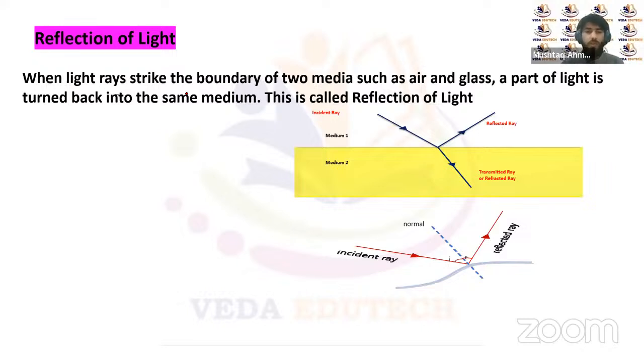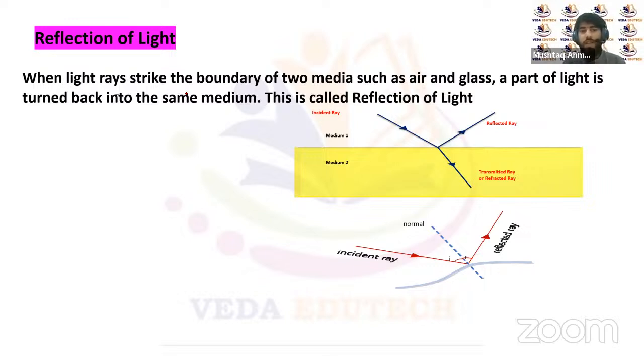Now let's talk about the reflection of light. Reflection of light is the striking back or bouncing back of light. When an incident ray of light strikes a given object, it bounces back upon interaction with the interface or the medium, and the light gets bounced back into the same medium. Such a phenomenon we call reflection.